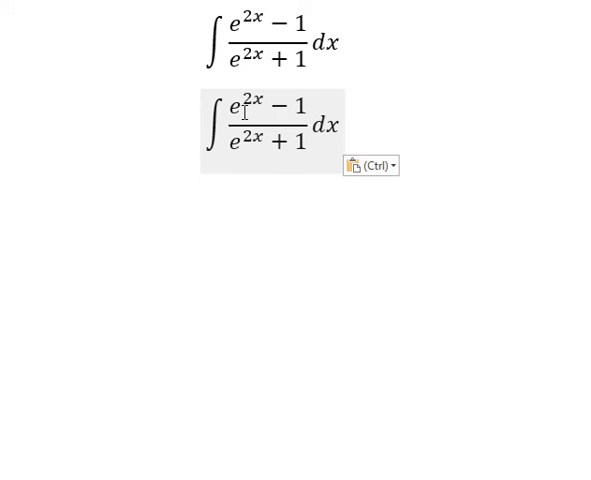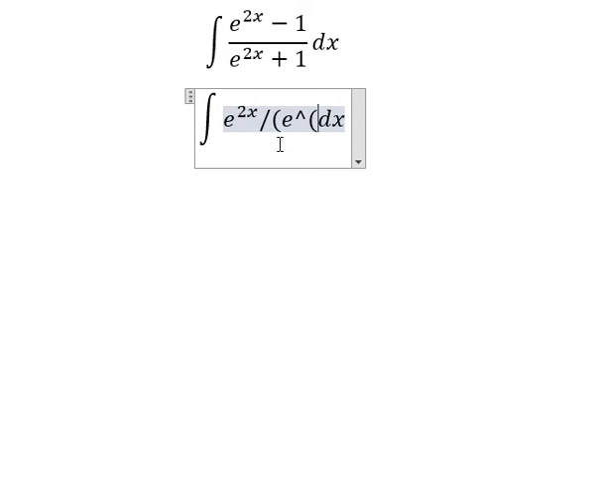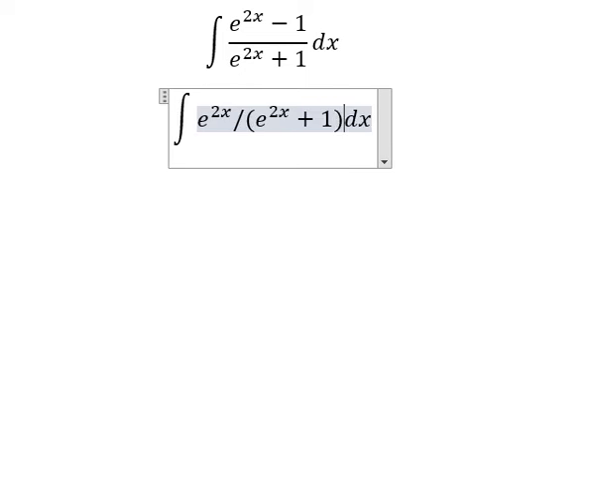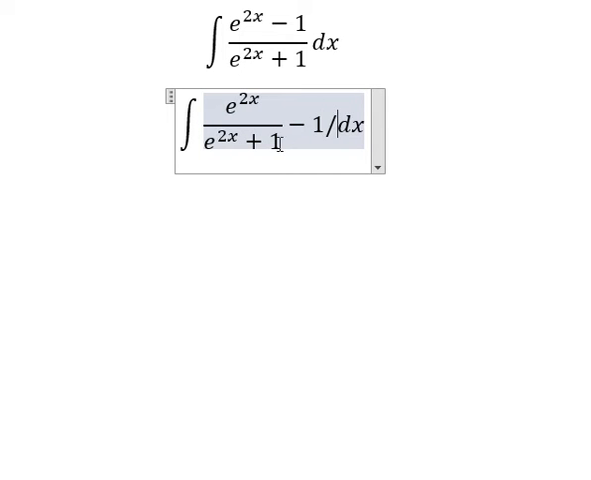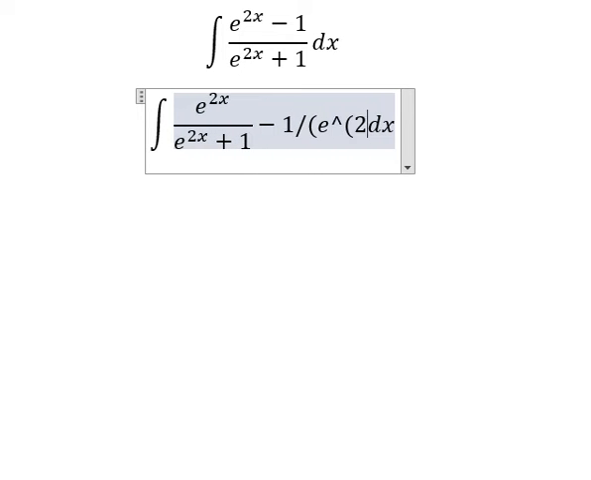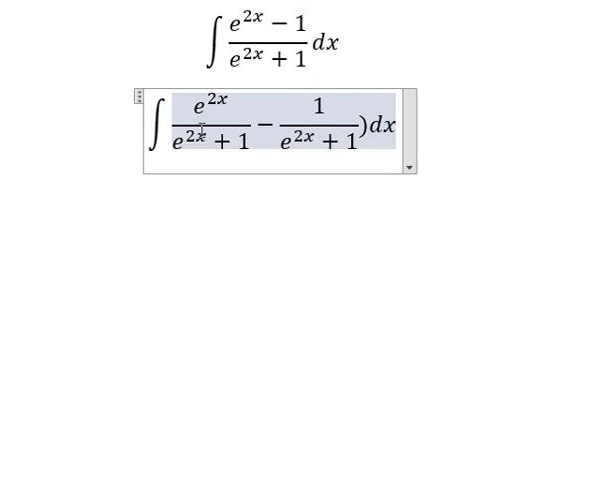About this integration, we need to separate them into two fractions in here. The first one we have e to the power of 2x over e to the power of 2x plus 1, and the second one is negative 1 over e to the power of 2x plus 1. So we have two fractions in here.